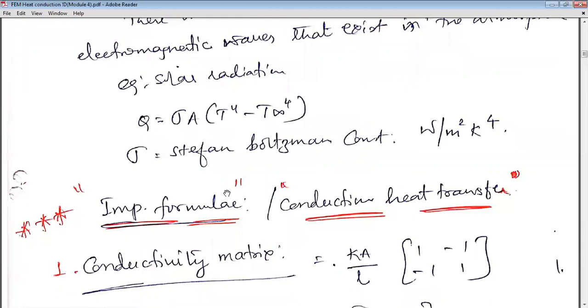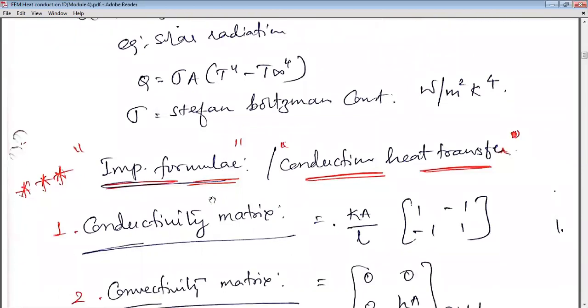Now coming back to the present study, 1D heat conduction, you have to make a note of this important formula to be used while doing some of the numericals. So we'll straight away enter the numerical aspect. The conductivity matrix is KA by L. This is a very familiar matrix to all of you. It almost resembles the stiffness matrix of a bar. Observe this: KA by L, [1 -1; -1 1]. There it was EA by L.